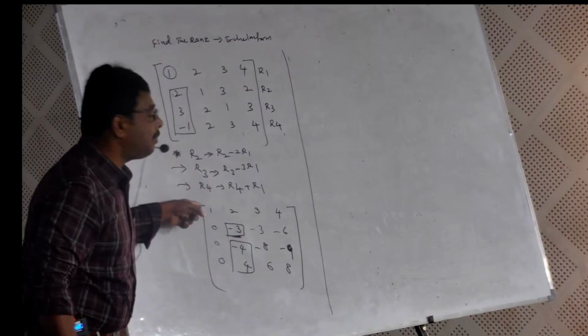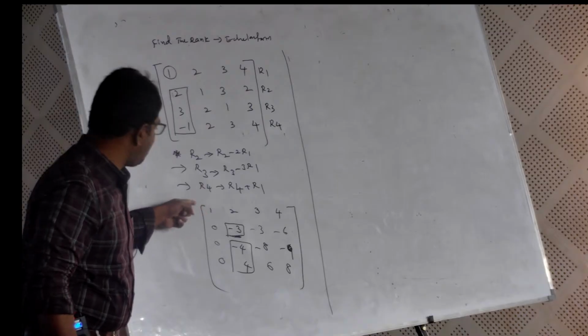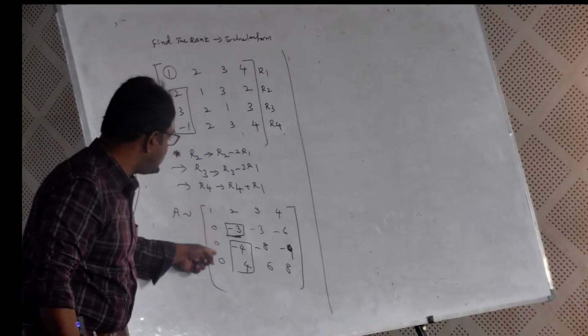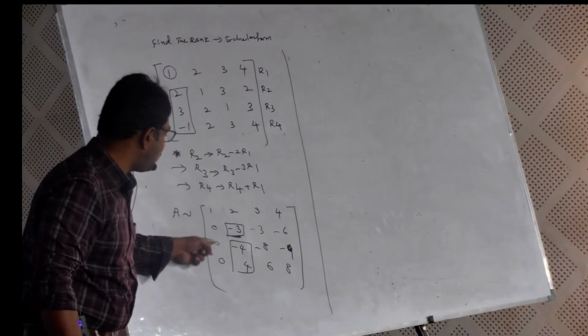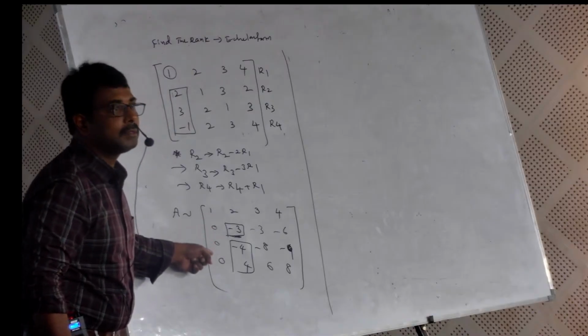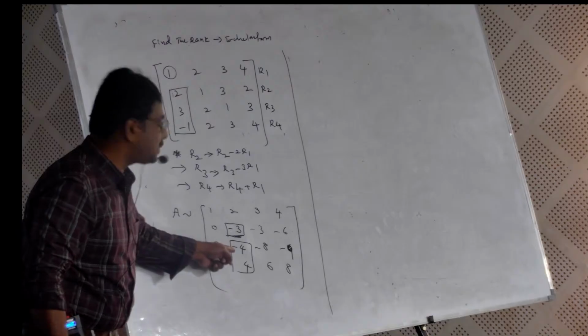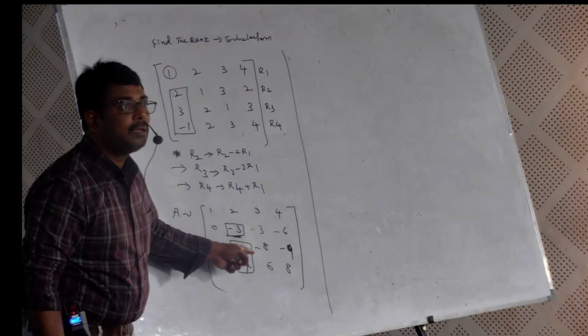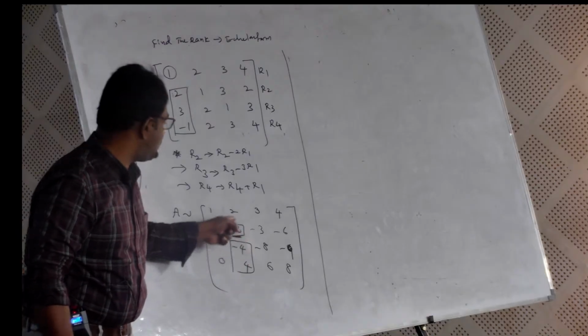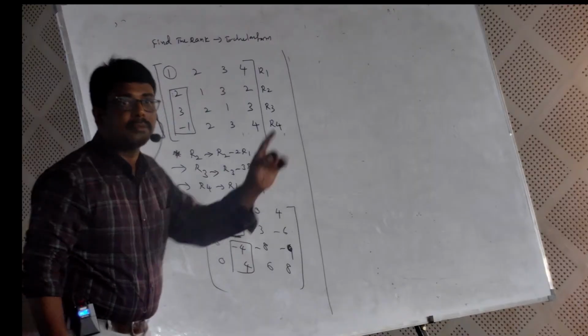Don't take the help from R1. If you use R1, again these elements will change. In case you depend on R1, you will lose this. That is not the right thing. And what is the next target? Minus 4 and plus 4. We have to make these two elements 0 using minus 3.